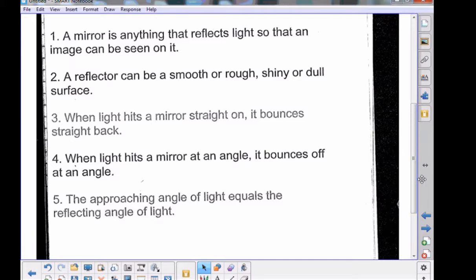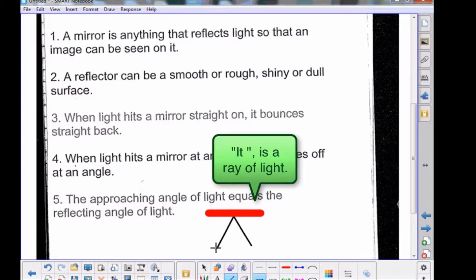When light hits a mirror straight on, it bounces straight back. When light hits a mirror on an angle, it bounces off on an angle. So again, to those terms, angle of reflection, angle of incidence. And the approaching angle of light equals the reflecting angle of light. So again, if a light comes in on that angle, it's going to leave on the same angle if it hits a mirror. Let's just make this a mirror right here. Pretend this is a mirror, this line. The angle that it comes in at right here is the angle that it will leave at.